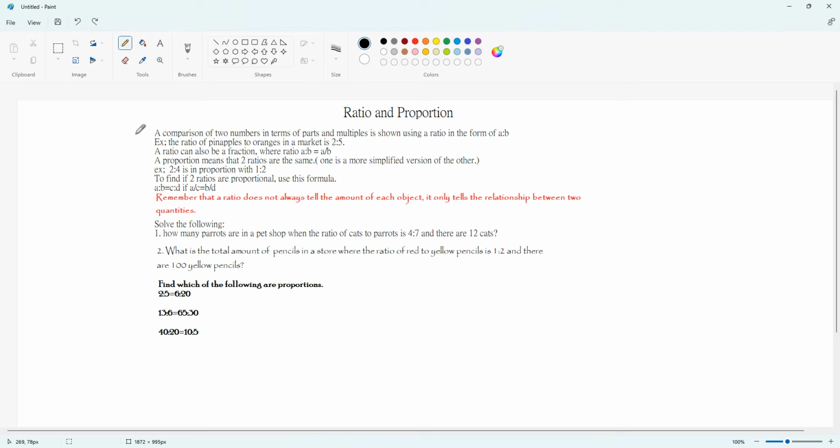If you want to see if two ratios are in a proportion, a is to b is equal to c is to d. So if you have these two ratios and you want to see if they are in a proportion, you're going to have to do a divided by c, and you have to see if that's equal to b divided by d. So I've also made this in red. So remember that a ratio does not always tell the amount of each object; it only tells the relationship between the two quantities.